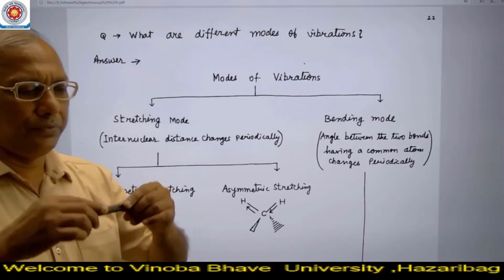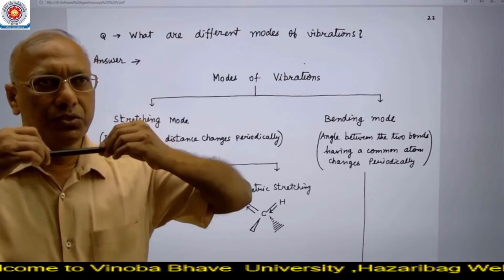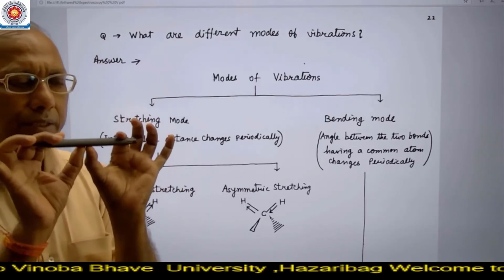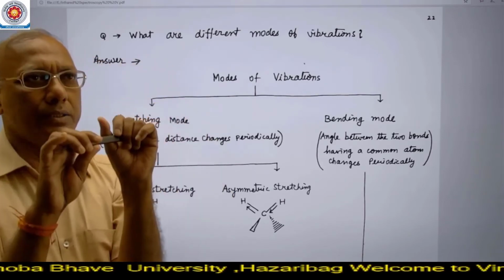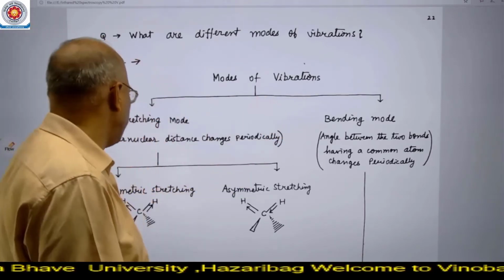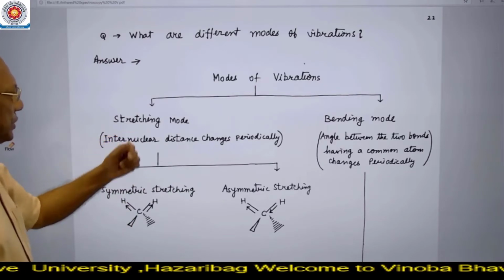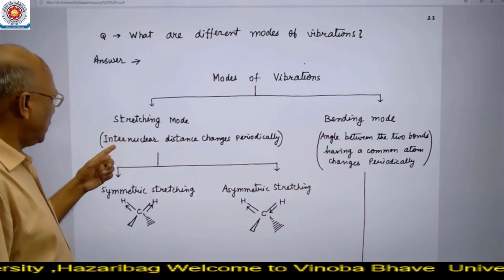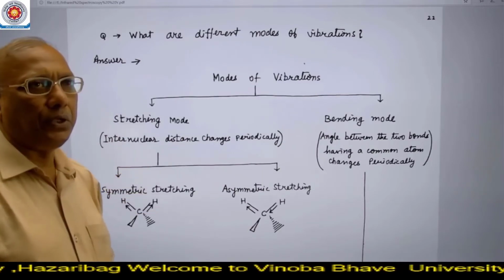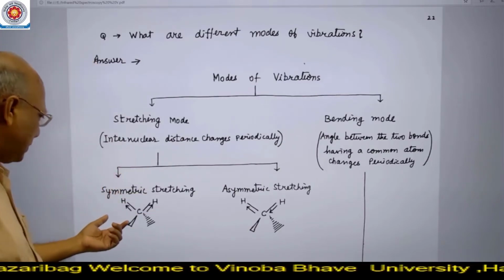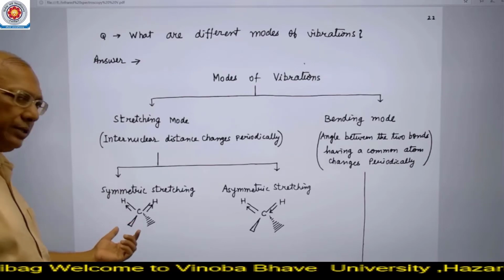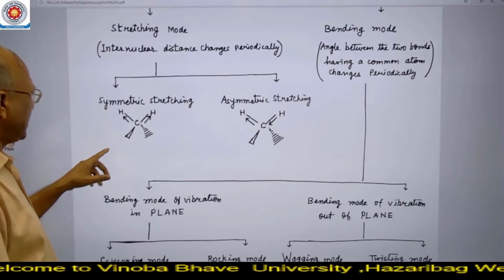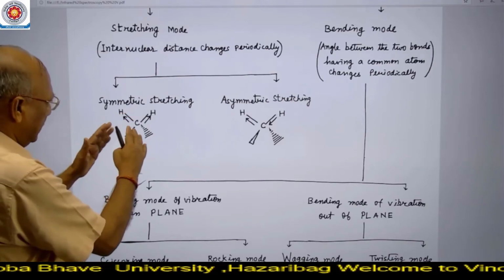Stretching means, if this is a molecule, we can stretch it. That is the stretching mode, and if we bend it like this, it will be the bending mode. So what happens in stretching mode and what happens in bending mode? In stretching mode, the internuclear distance changes periodically. Suppose we take the example of methane. We are taking only 2 bonds, keeping the other 2 constant.